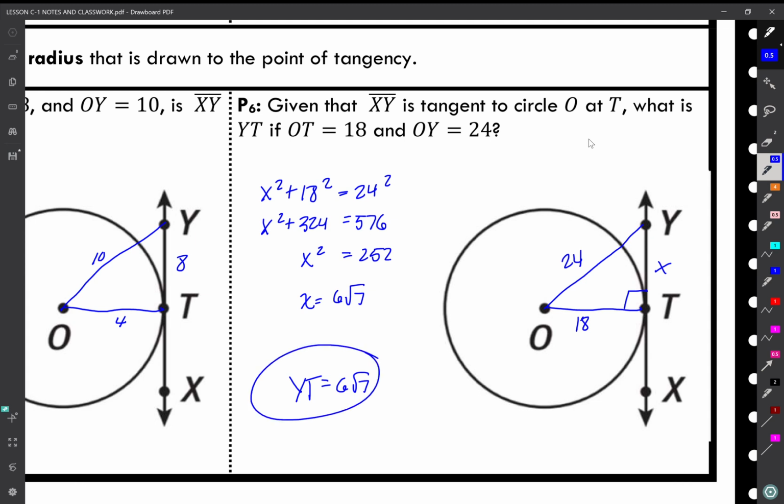All right, and that's C1. That's our basics of circles right there. Every video after this will follow from these definitions and stuff.